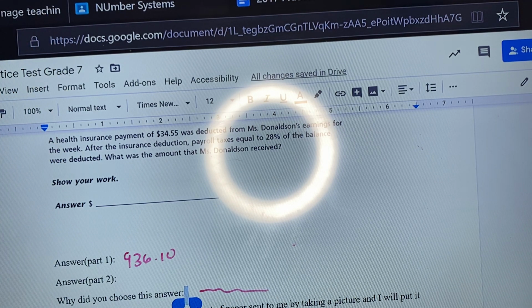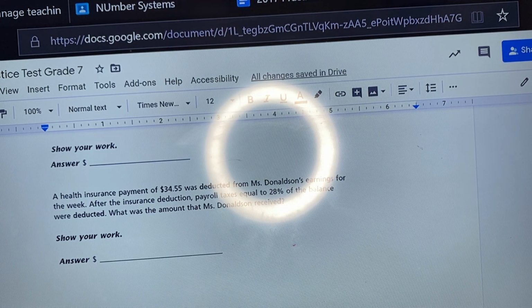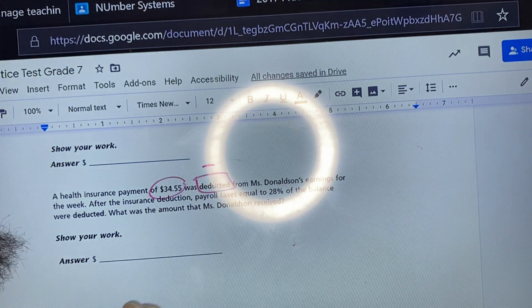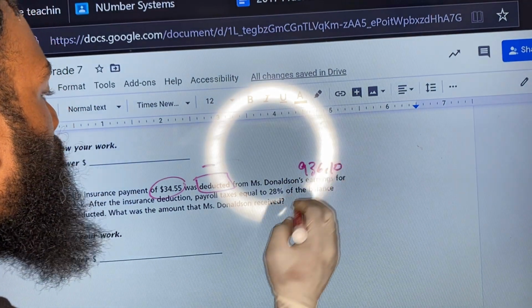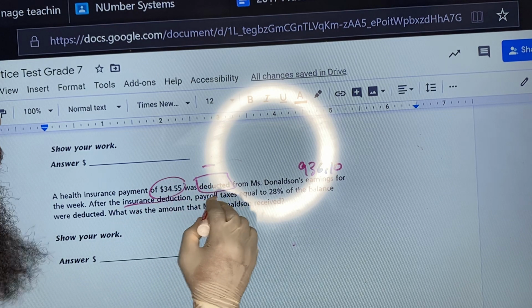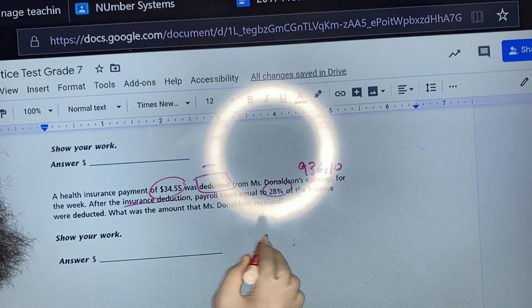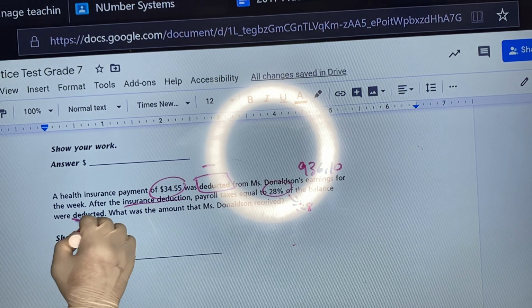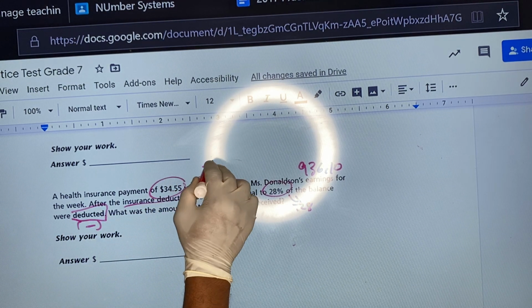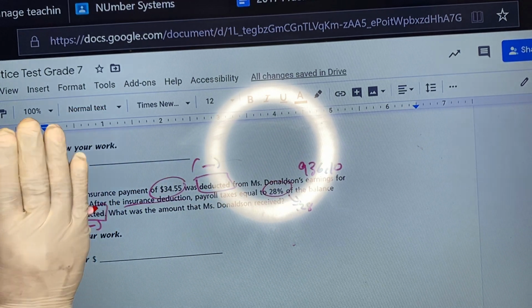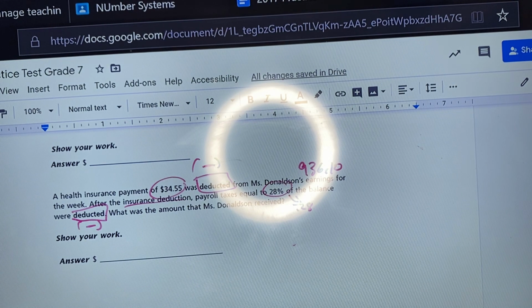Now the second part. A health insurance payment of $34.55 was deducted. Deducted, that's an action word that means subtract from Ms. Donaldson's earnings, which is $936.10 for the week. After the insurance deduction, so we're doing deduction first, payroll taxes equal to 28% of the balance. Whew. So let's convert that already to 0.28, so we could multiply that. Deducted means subtraction. What was the amount that Ms. Donaldson received? So we take our paycheck, we deduct it, then we deduct taxes, then we see how much she makes after taxes. And this is what happens in the real world when you make some money.